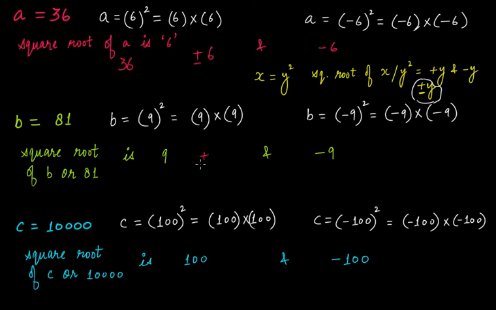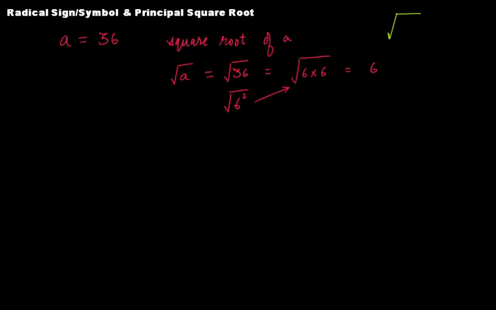In this case, plus minus 9. In this case, plus minus 100. Then why here are you only taking 6 and not minus 6? That's a really good point. The explanation is that whenever you are using this radical sign or symbol, you are only talking about the positive square root. At that time, you don't consider the negative square root. So you are talking about the positive square root when we use this radical sign or symbol.